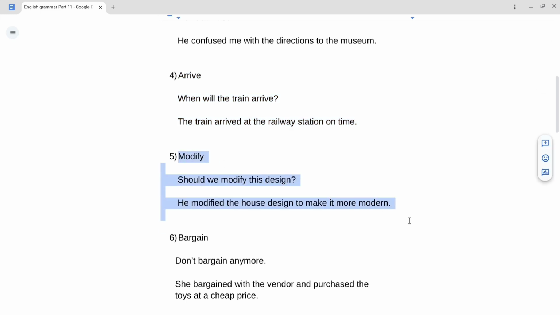The next one is modify. Modify means to make some changes. Modify, to make some changes. Okay, should we modify this design?